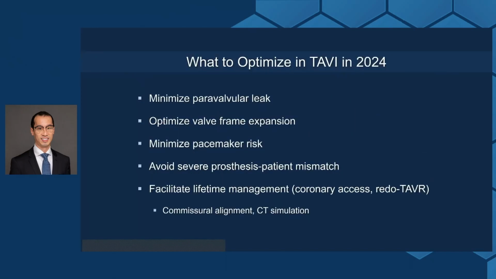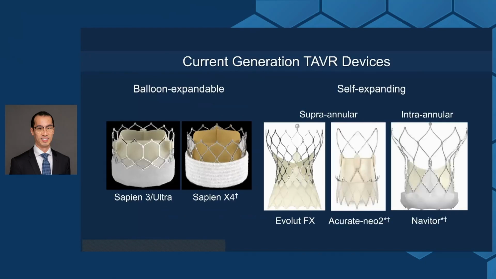So what we need to optimize for TAVI in 2024 are these 5 things: minimize PVL, parabolically optimize valve frame expansion, minimize pacemaker risk, avoid severe prosthesis-patient mismatch or PPM, and facilitate lifetime management, mainly coronary access and redo TAVR. And to do that, you need commissural alignment and CT simulation.